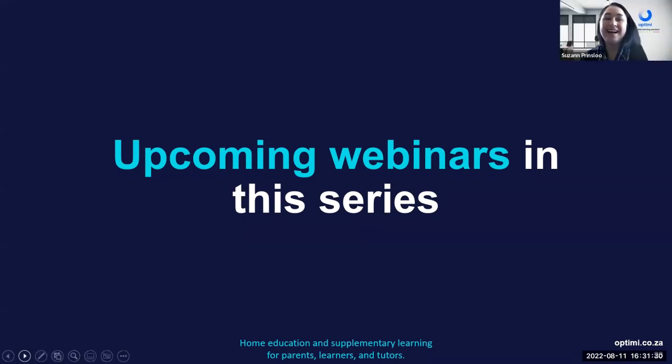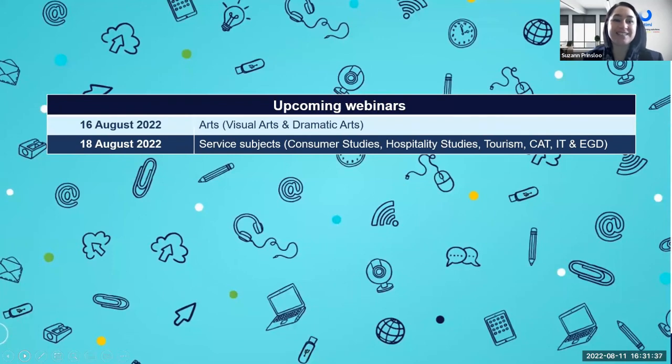And Zinhle, I am very certain that our parents, even learners, have been able to get a better insight into these. We have 2 more webinars coming up in the series of webinars regarding subject choices. These are the 16th of August on arts, visual arts and dramatic arts, and then on the 18th of August, we talk about the service subjects. I actually saw a question coming through regarding consumer studies and hospitality studies. This will be a very big session where we'll also talk about tourism, CAT, and IT.